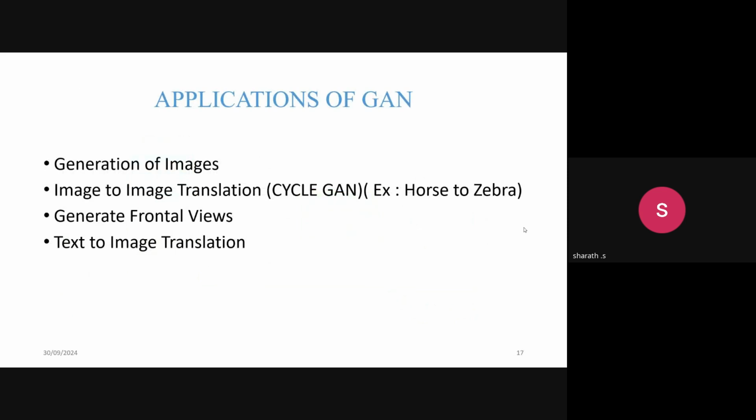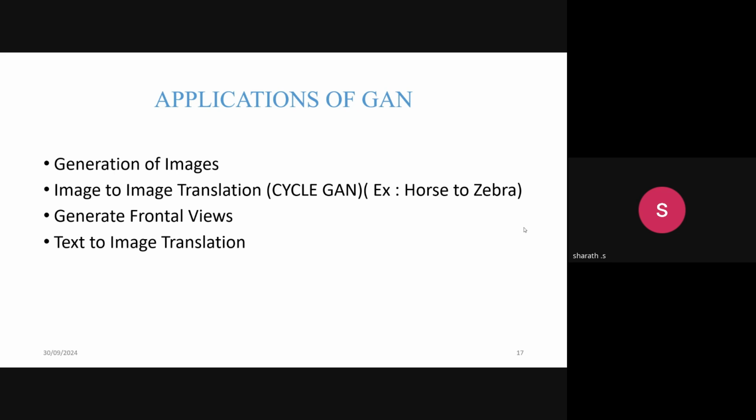Applications of GAN. As I said earlier, it is used in the generation of images. You create a database of images, or synthetic data. You can generate images that don't exist in the real world also. Second is image to image translation. Using a GAN called CycleGAN, you can translate a horse image to a zebra image or vice versa, or a donkey image to a zebra, or zebra to donkey.